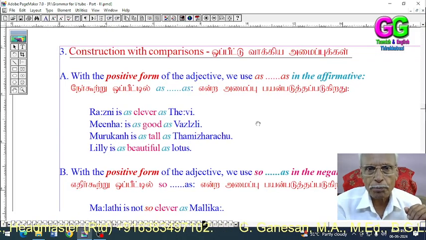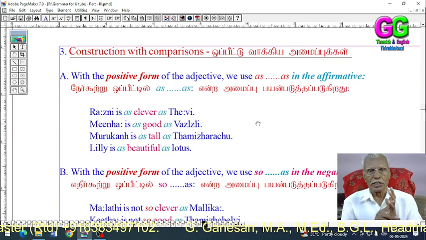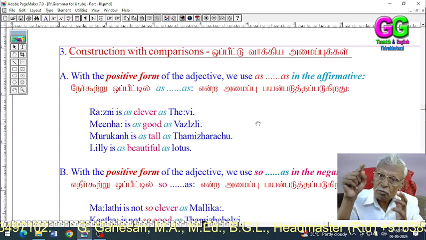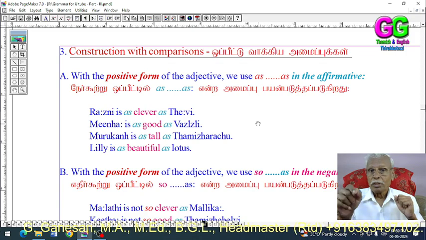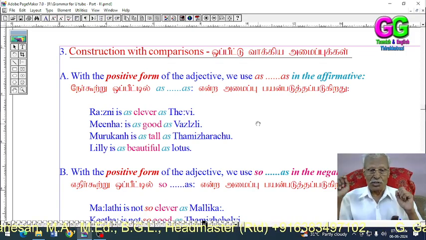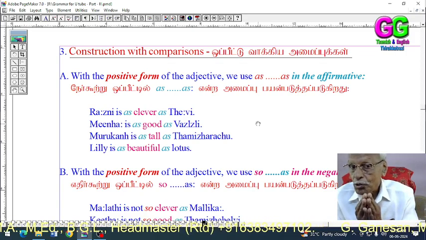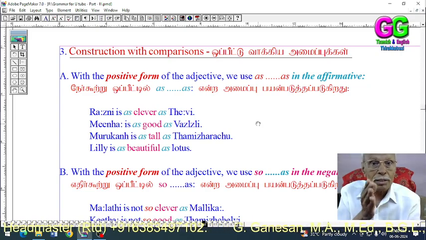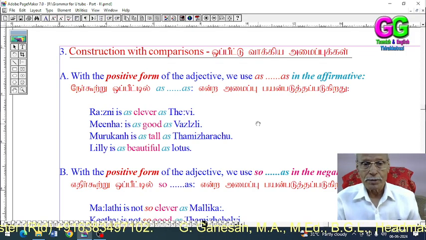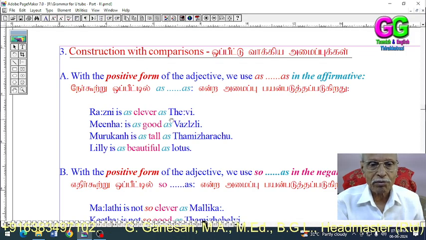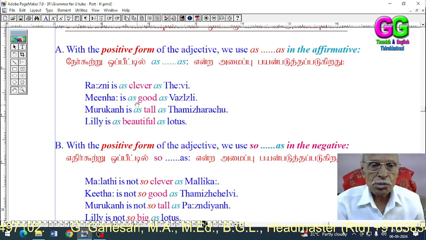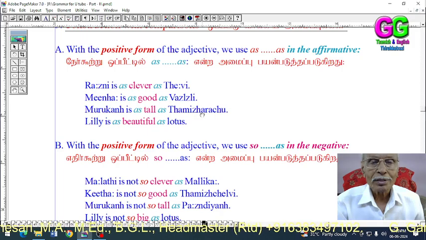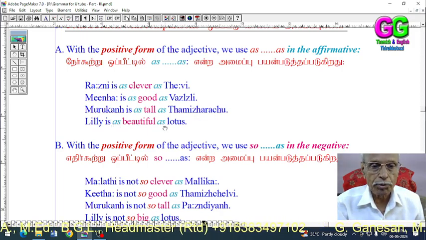See, first let us see the positive degree. The positive degree having the affirmative meaning takes the scale as...as. That is, in the positive degree having affirmative meaning, the scale used is as...as. See, Rani is as clever as Devi. Meena is as good as Patti. Murugan is as tall as Tamilan. Lily is as beautiful as a lotus.